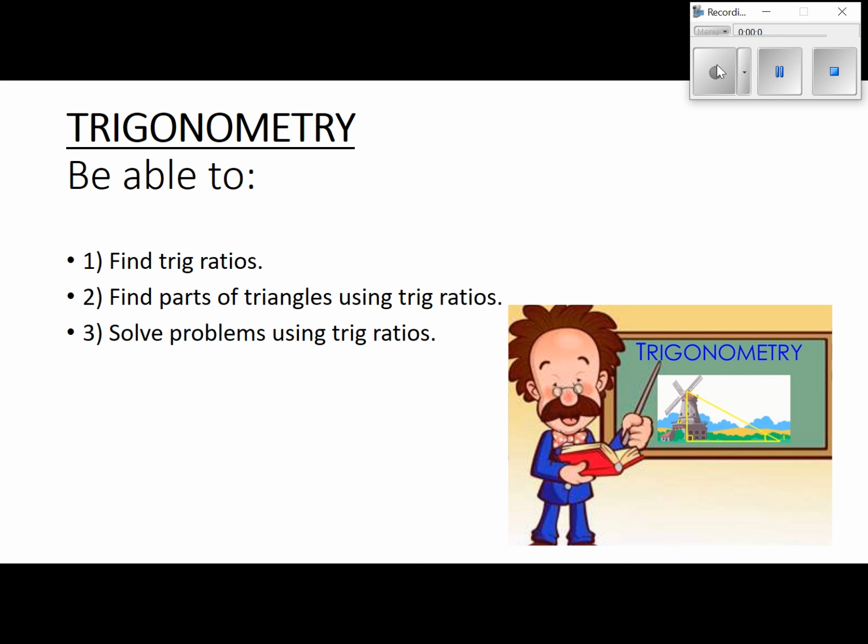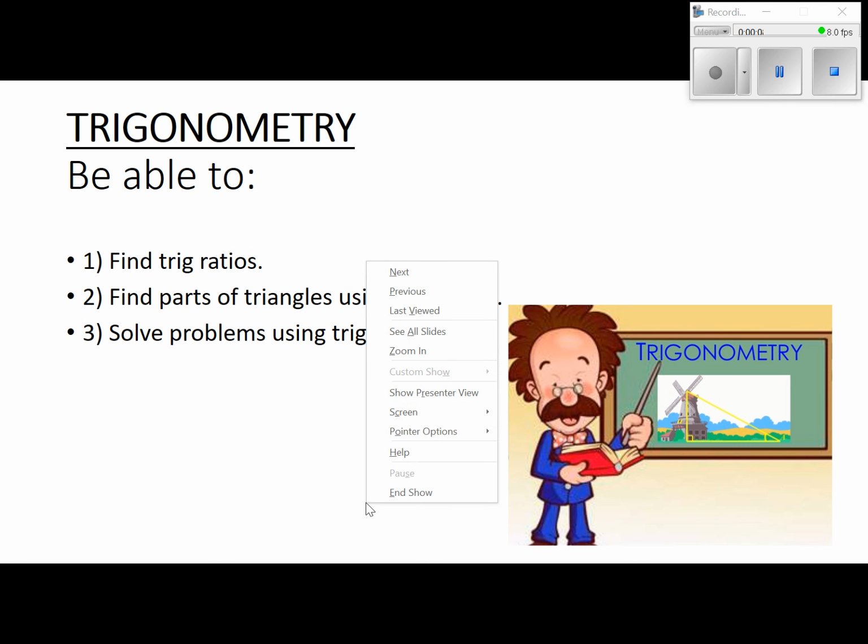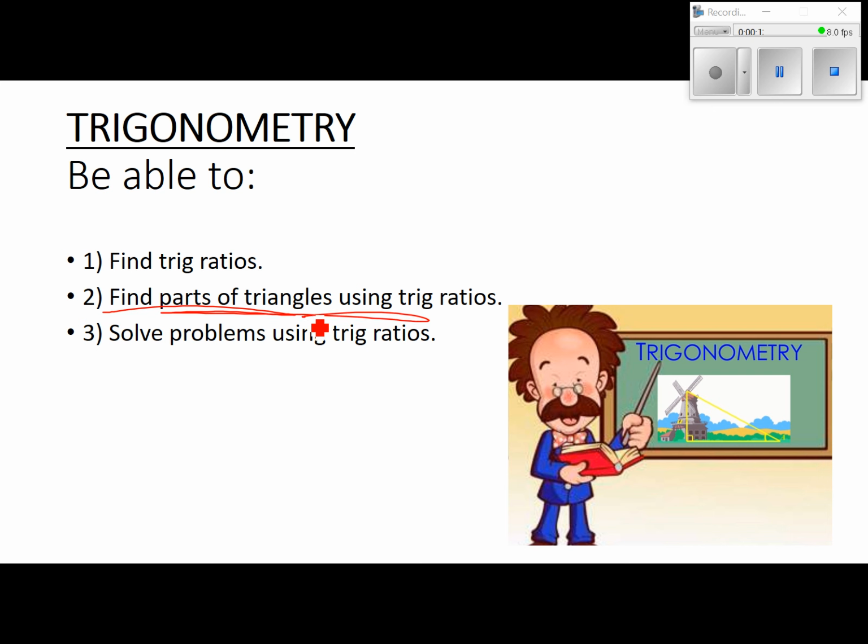All right, this is a video for geometry for assignment 11. Last assignment we did the trig ratios. This one we're going to be using those trig ratios to find parts of right triangles.